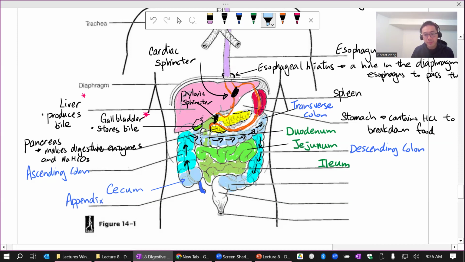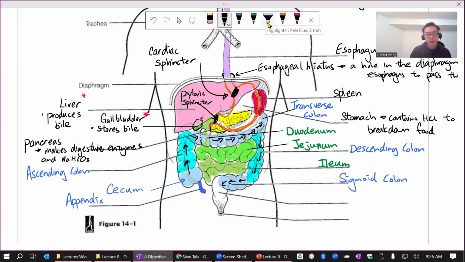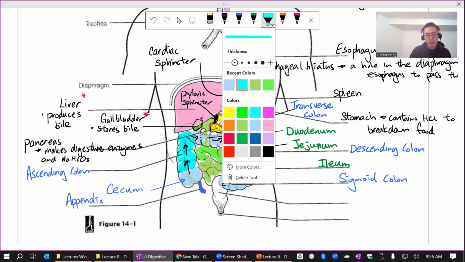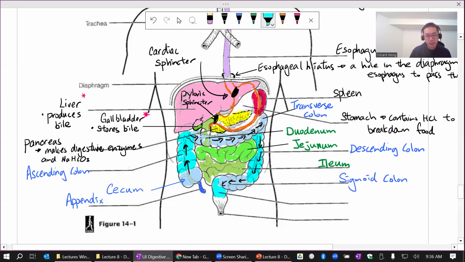Okay, there's this thing here. That's the sigmoid colon. Just for it to go sideways. And we have the rectum. This is where you store the poop before it comes out. And finally, the anus.